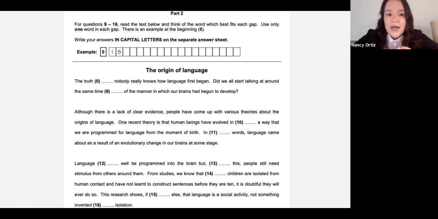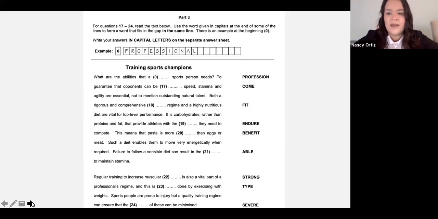So part 2, guys, again, it's vocabulary. All of this is use of English, Constanza. But as you can see, use of English for Cambridge is vocabulary. Part 3, again, this part is crucial.